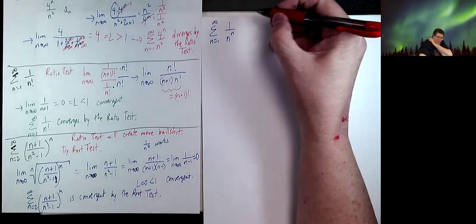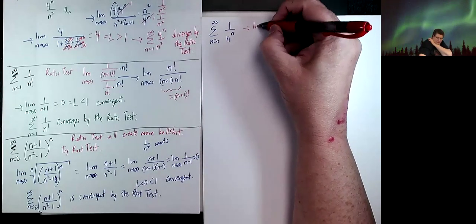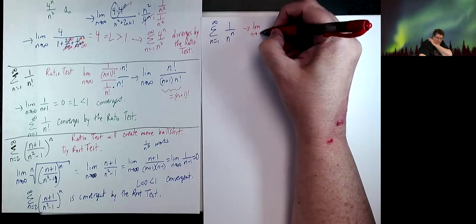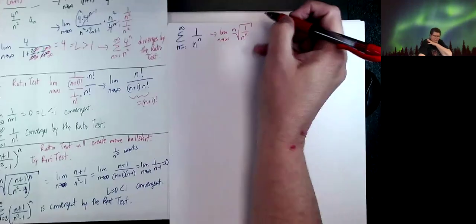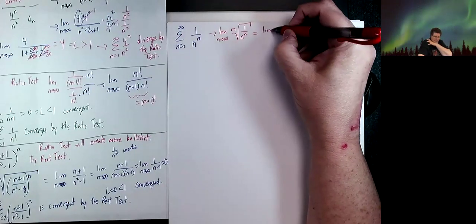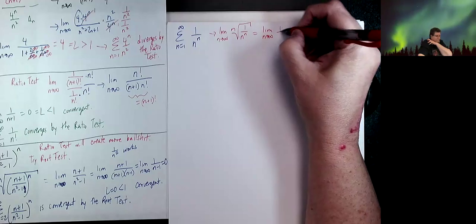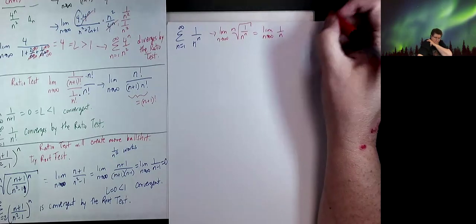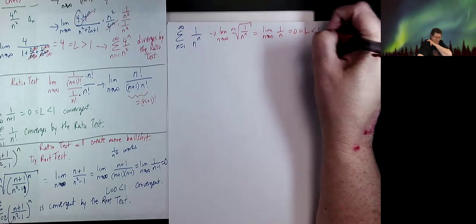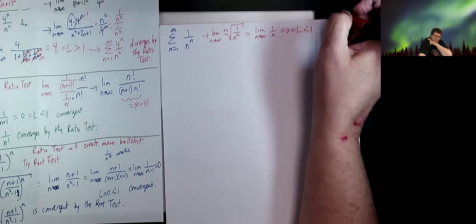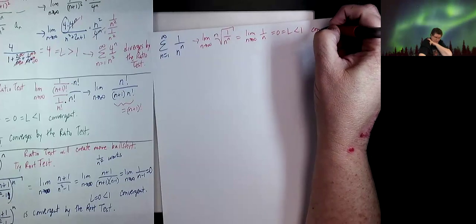All right, if you do the nth root, you get the limit as n goes to infinity of 1/n, which is 0. That's my L, it's less than 1. Convergent by the root test.